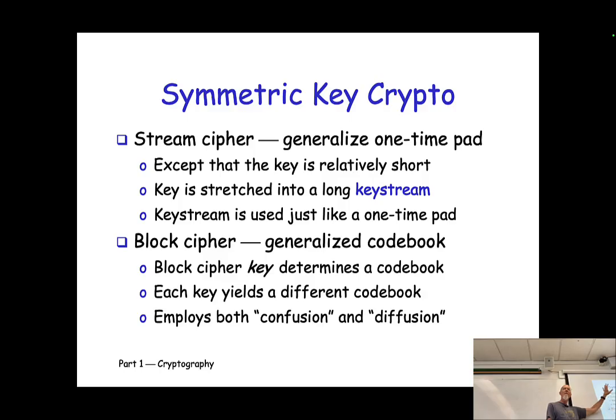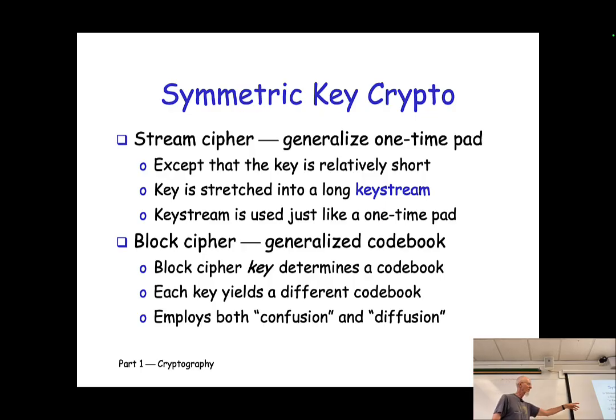Stream ciphers are like the one-time pad, meaning that we are going to generate a string of bits that looks like a random string of bits. We generate that, and then the actual encryption. How do you encrypt with a one-time pad? What's the process? You XOR the bits together, right?